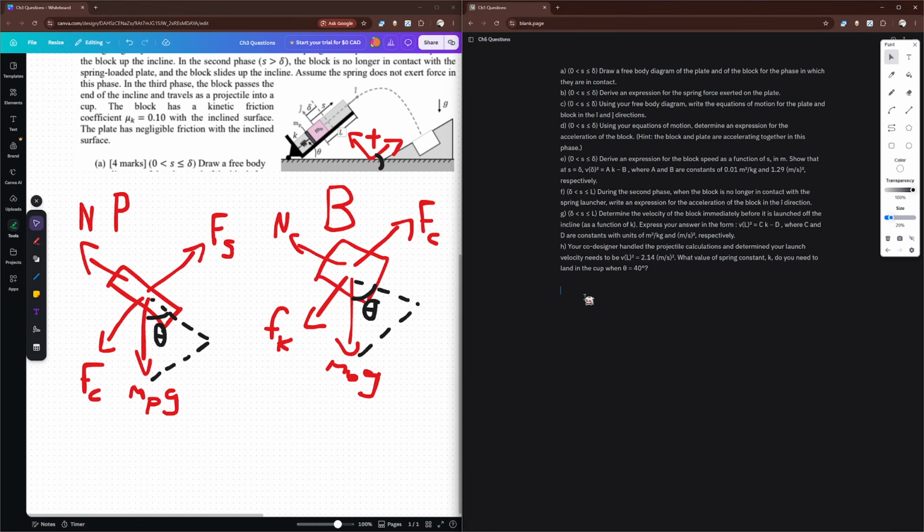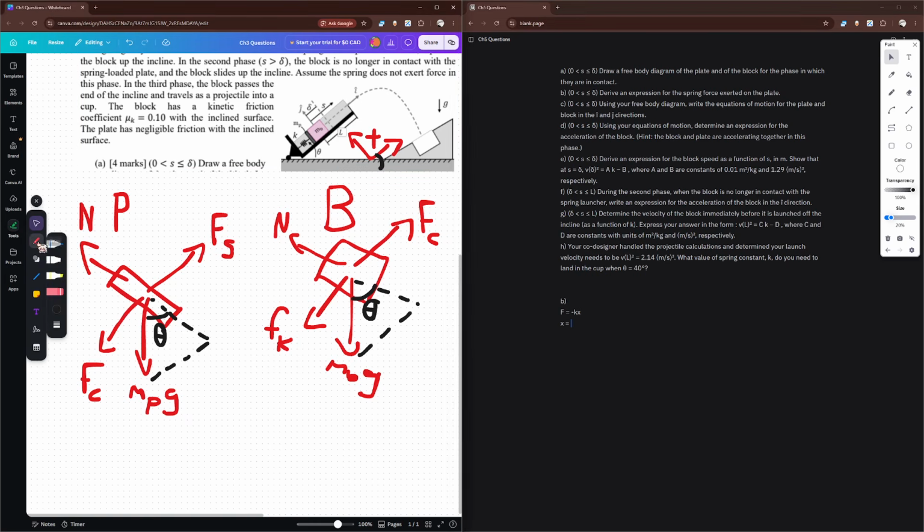And now we get on to part B. Derive an expression for the spring force exerted on the plate. So we know that spring force is equal to negative kx. But what is x in this case, right? x is equal to, well, we got to think about it here.